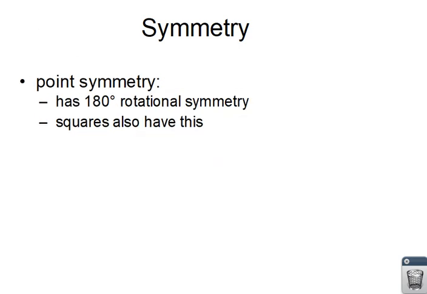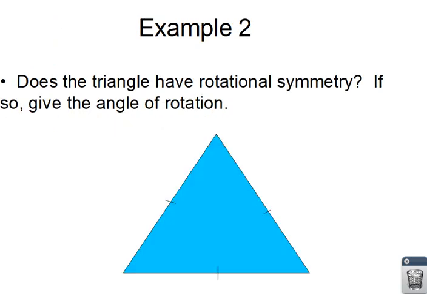All right. A specific type of rotational symmetry, and this is the third type of symmetry that we're going to talk about, is point symmetry. And this is 180 degree rotational symmetry. So if you have a shape that can rotate 180 degrees and still get the same shape, then it has point symmetry. Squares have this because they can go 180 degrees and you have the same square as what you started with. All right, so let's go through these.